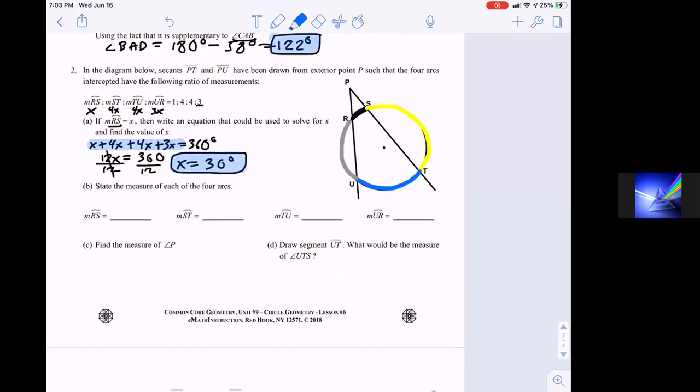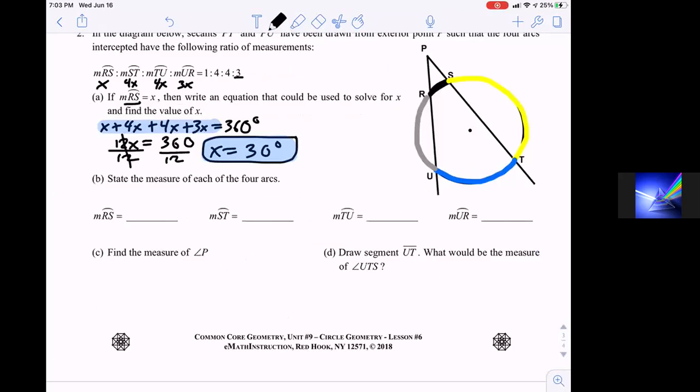That helps us state the following measurements for these. So this one is 30 degrees. ST would be 4x, TU is 4x, and UR is 3x. So ST would be 4 times 30, or 120. This would also be 120. And this would be 3 times 30, or 90.